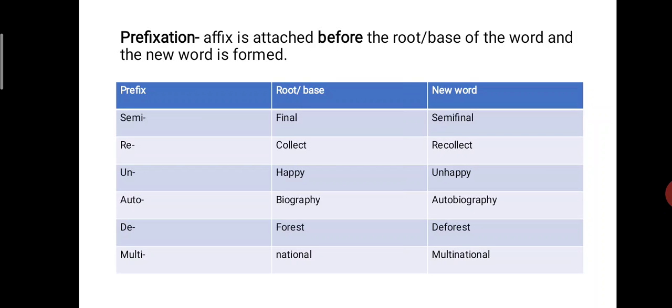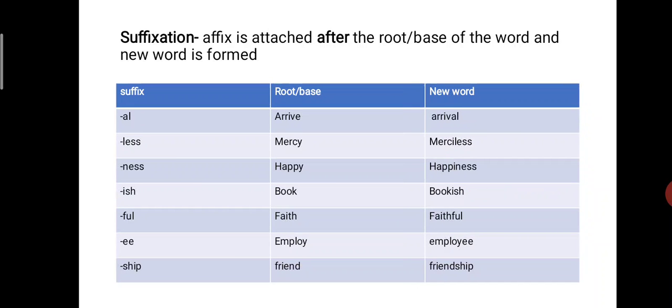The examples of prefix: semi, semi-final, recollect, unhappy, autobiography, deforest, multinational, multilingual. So here, when the root word is changed into a new word, at that time an affix is attached before the root word, and it is called prefixation, and the new word is formed. Next part, suffixation.